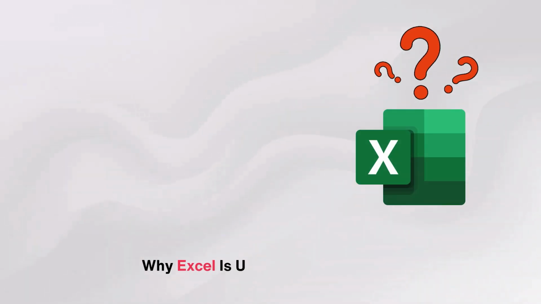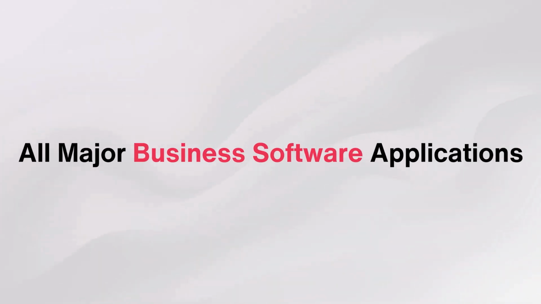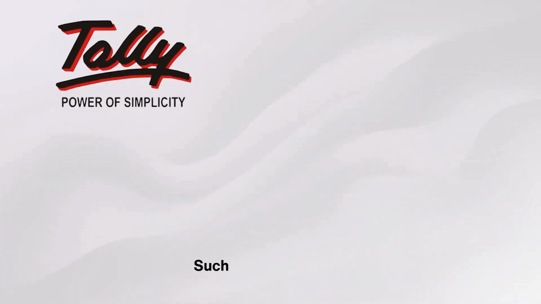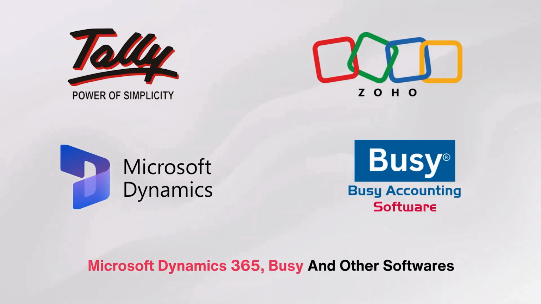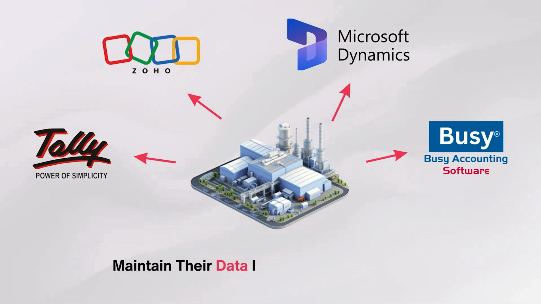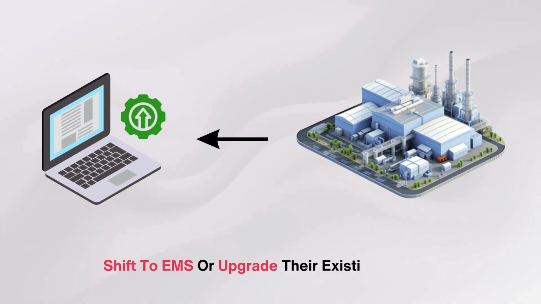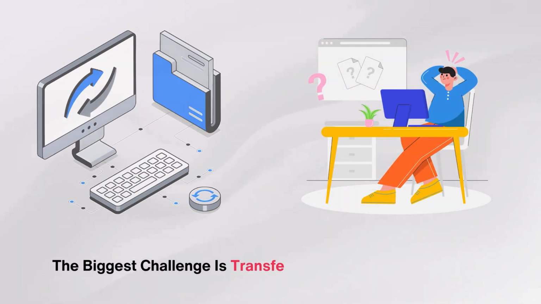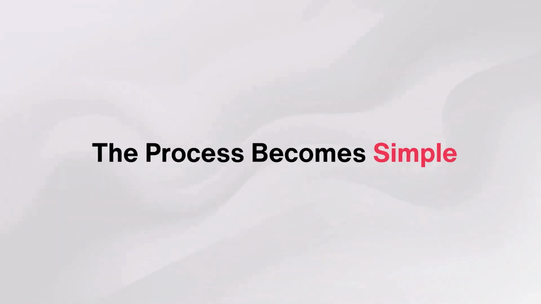Why Excel is used for data migration? Excel is widely used for data migration because it is supported by almost all major business software applications, such as Tally, Zoho, Microsoft Dynamics 365, Busy, and other softwares. Most organizations already maintain their data in one of these systems. When they decide to shift to EMS or upgrade their existing system, the biggest challenge is transferring masters data accurately. Since almost all software allows data export to Excel, the process becomes simple.